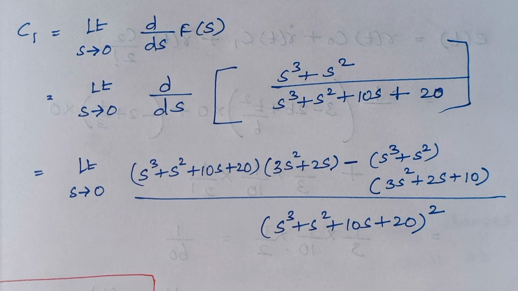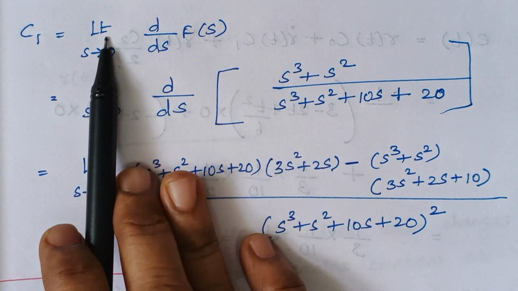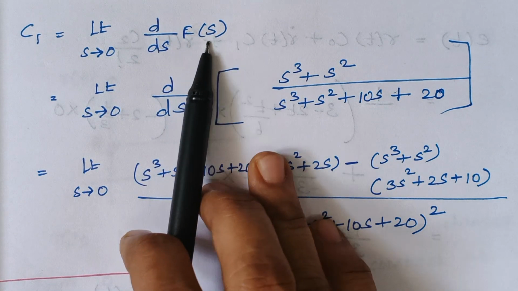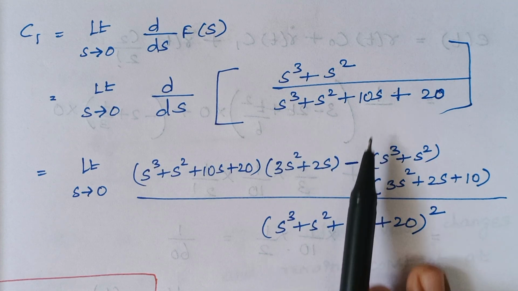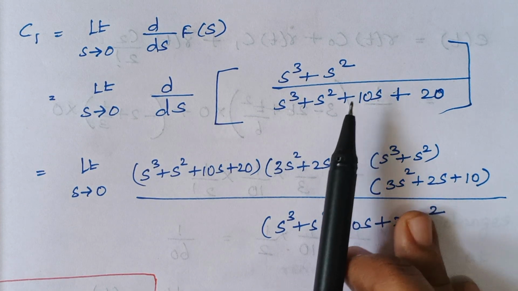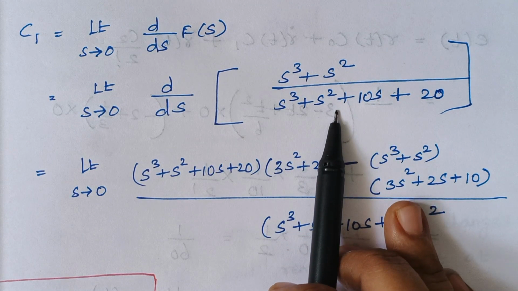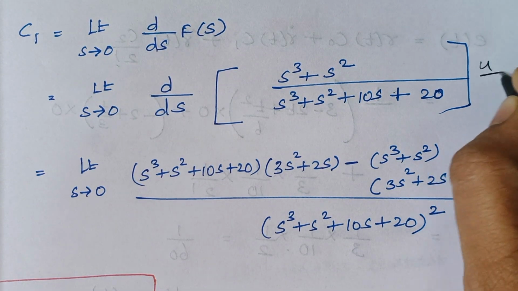The next thing is we are going to find C1, and C1 is given by the formula limit s tends to 0 d by ds of f of s. So here again substitute the value of f of s here, and we have to differentiate this term. So here both the numerator and denominator have s terms, right? So we need to use the formula u by v.